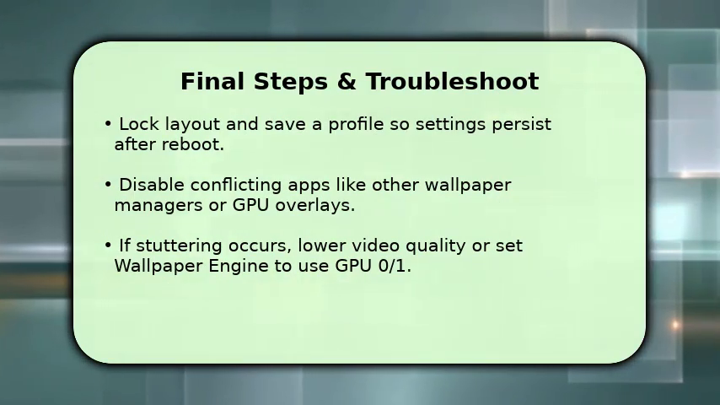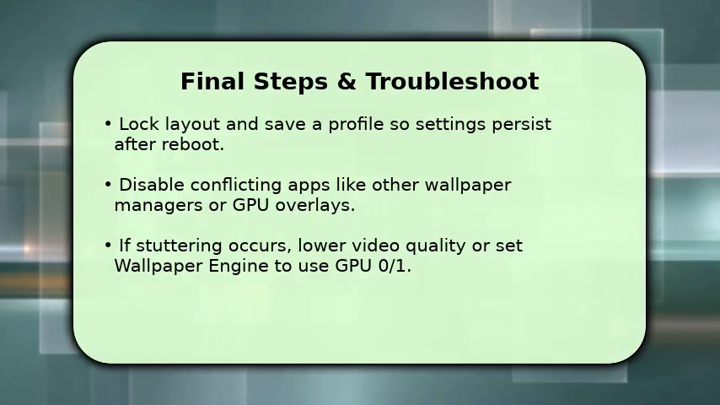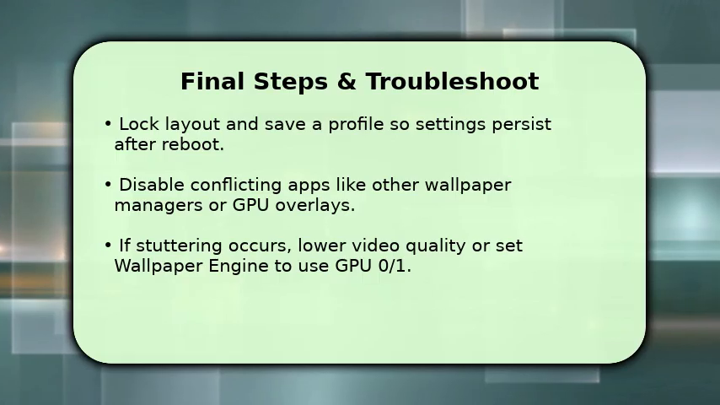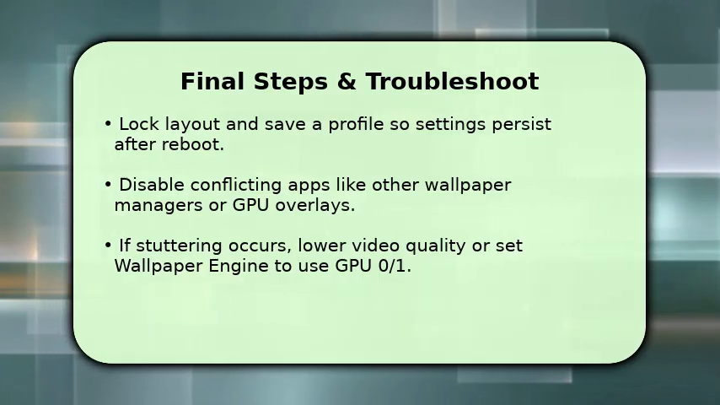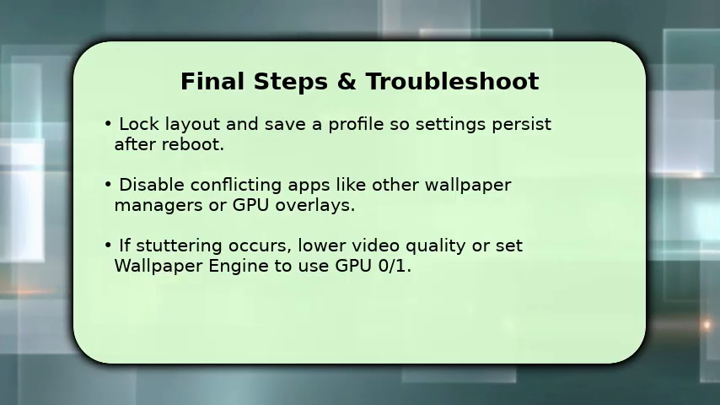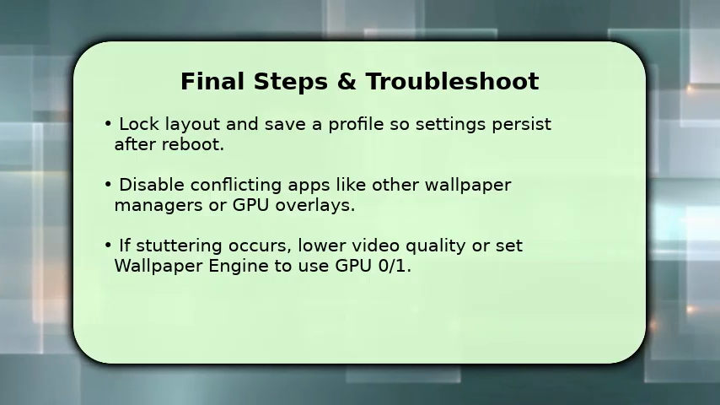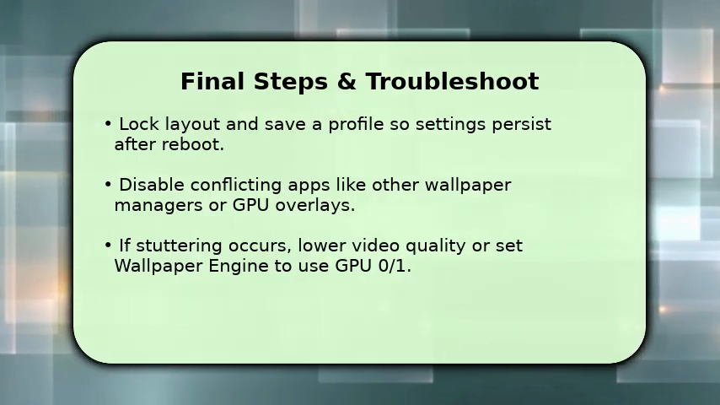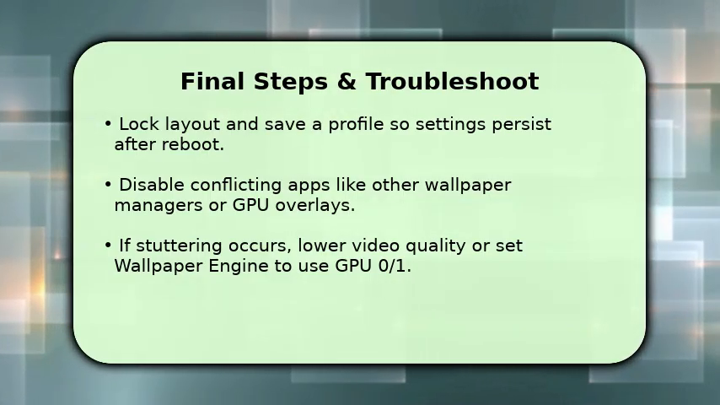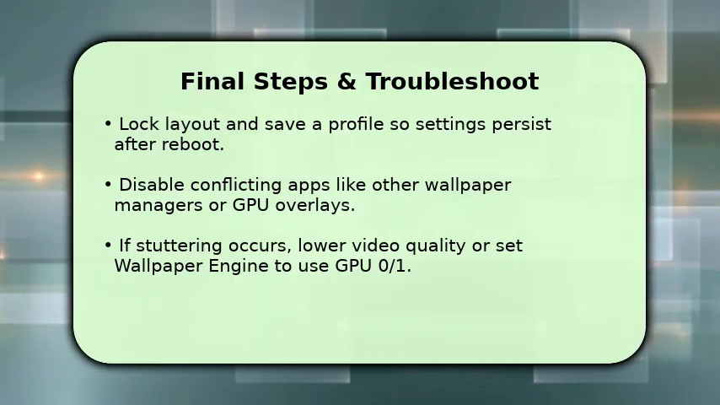If wallpapers do not show or glitch, make sure other wallpaper apps and overlays are disabled. Conflicting software often steals GPU resources. You can also reduce video quality or explicitly set Wallpaper Engine to use a specific GPU in its performance options to fix stuttering. If problems continue, restart Steam and Wallpaper Engine. That often forces device enumeration and resolves display.